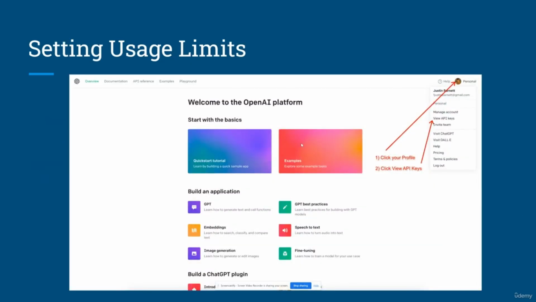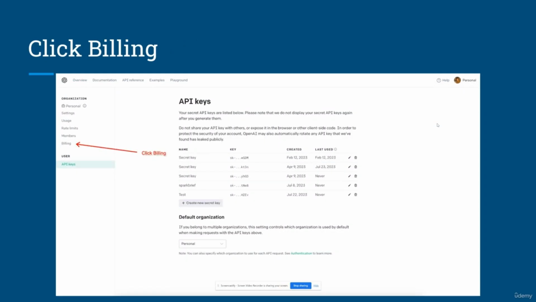So now that we have some basic idea of the pricing, let's go ahead and set usage limits. We can do this by going to the OpenAI developer dashboard and then clicking first on our profile and then clicking View API Keys. From here, you will be presented with all your API keys as well as the symbol and label that you've given to them. And then go to the left-hand side and click Billing.